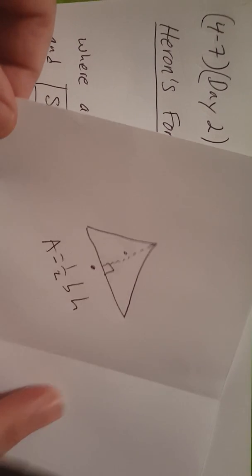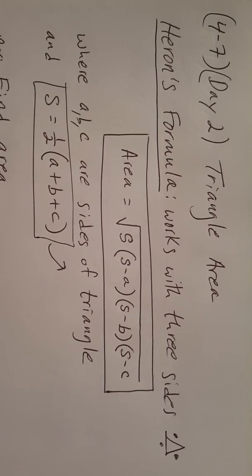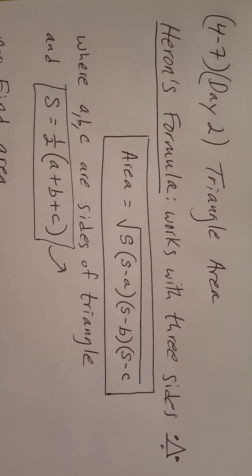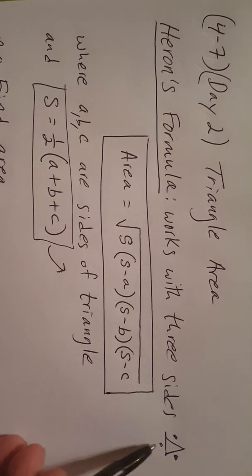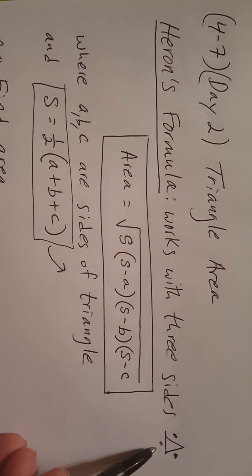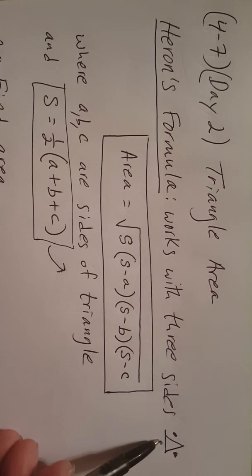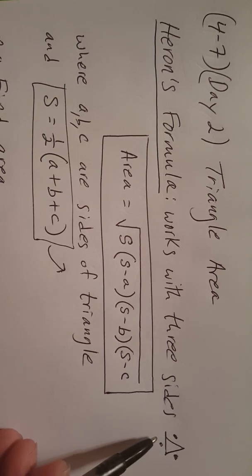There's two other formulas that you may not know about, that you maybe did not see in Algebra 2. One of them is called Heron's formula. Heron's formula works with three sides of a triangle. We do not need the height. We just need three sides. If you have three sides of a triangle, you can find the area, okay?